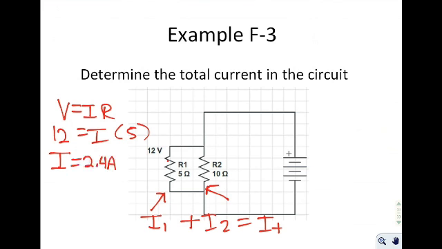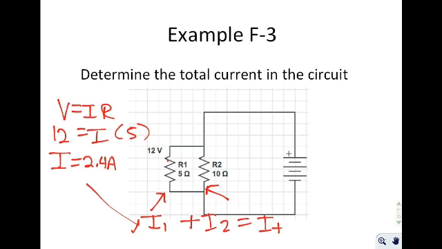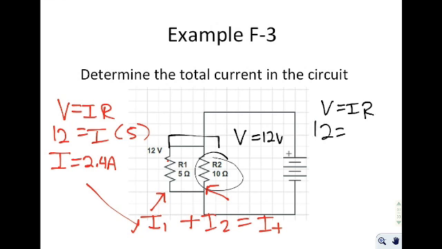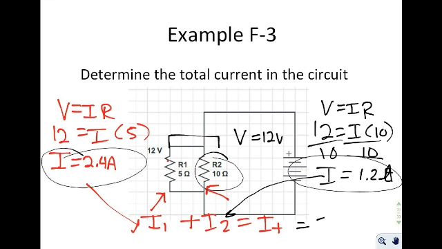But remember, that's only part of it. That's our I1 value. Now we've got to look at it in terms of our I2 value. So the problem is I don't have the voltage here. But remember, the voltage is the same in each branch. So I could say that the voltage is 12 volts in this branch as well. So I would do V equals IR, and I would say 12 is equal to I times 10. Divide both sides by 10, and when I do that, I would get that I is 1.2 amps. So this right here is 1.2 amps. Now I need to take those two values and add them together to get a total current of 3.6 amps.